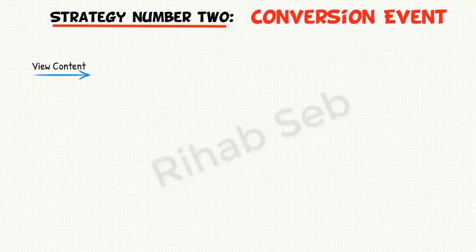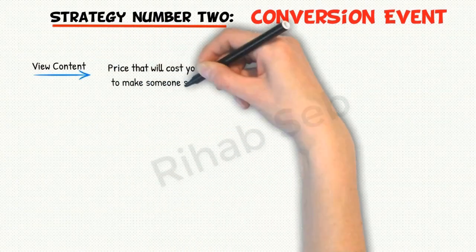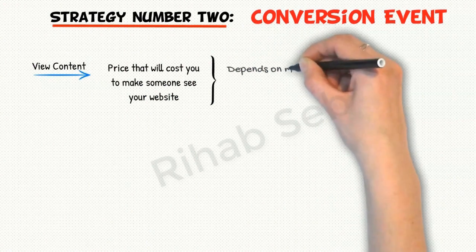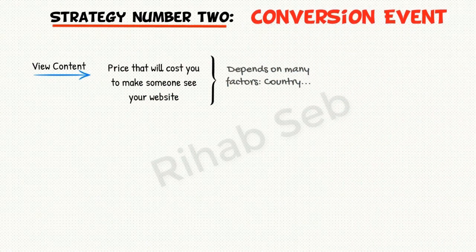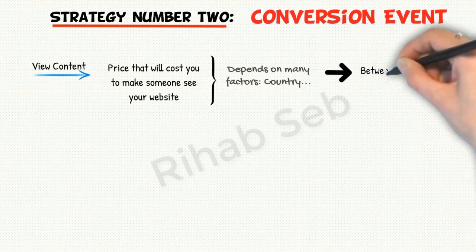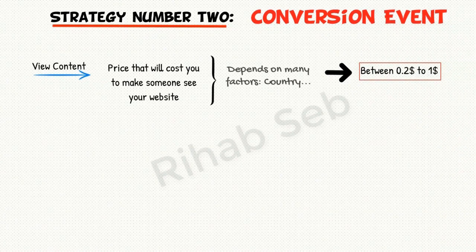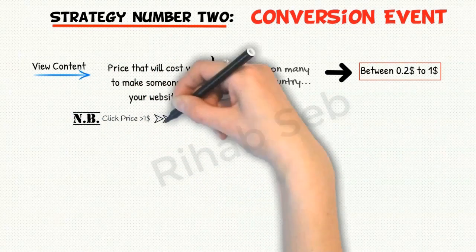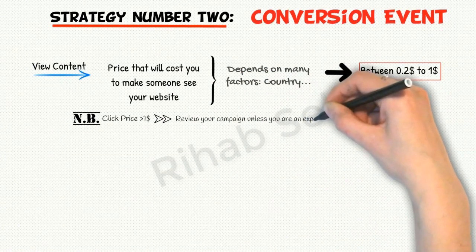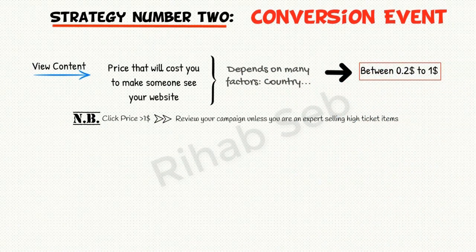Let's talk about view content. The price that it will cost you to make someone see your website depends on a lot of factors, especially the country you are targeting. But usually it's between $0.2 and $1. If you are getting a price per click of more than $1, you should review your campaign, unless you are an expert selling high-ticket items like cars, for example. In this case, the click might cost you much more.